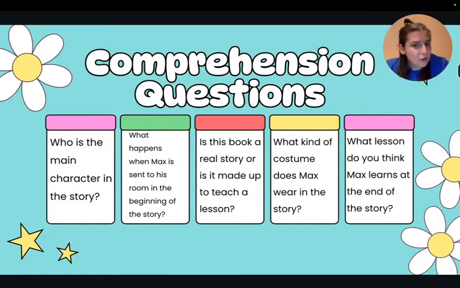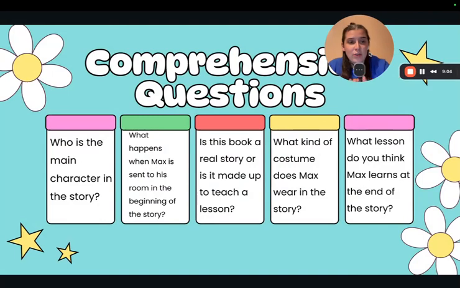Is this book a real story, or is it made up to teach us a lesson? Do you think that all of these things really happened? What kind of costume does Max wear in this story? Now, if you need to go back and look, it's on like the first or second page. So there's a little clue for you. What lesson do you think Max learns at the end of the story?